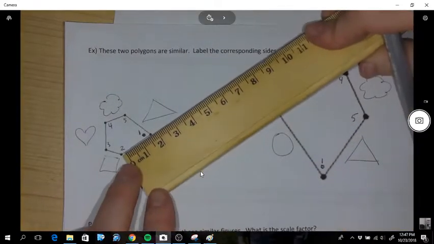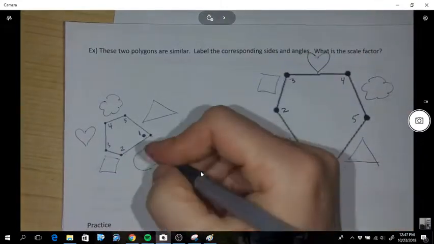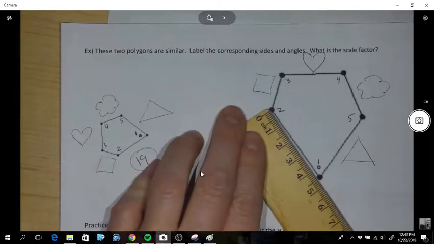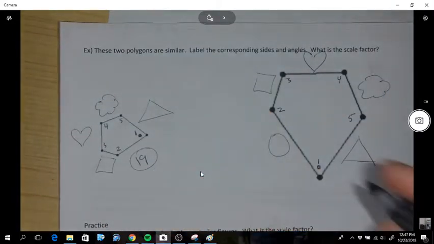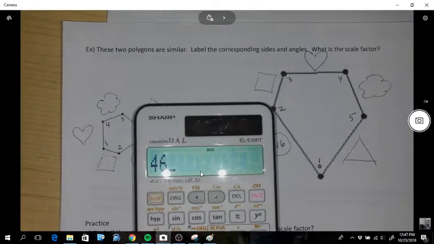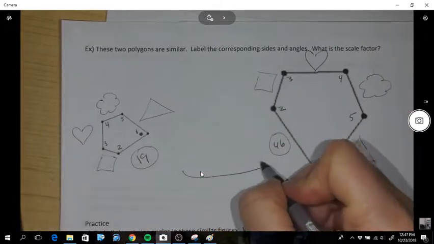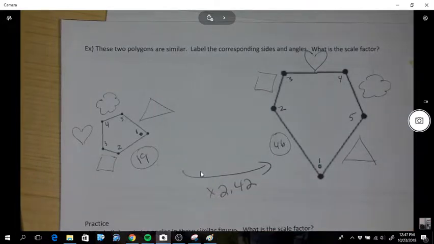So if I go from 1 to 2, oh man, that's about 19 millimeters. And 1 to 2 is 46 millimeters. So 46 divided by 19 means that it's a scale factor of 2.42 times bigger.